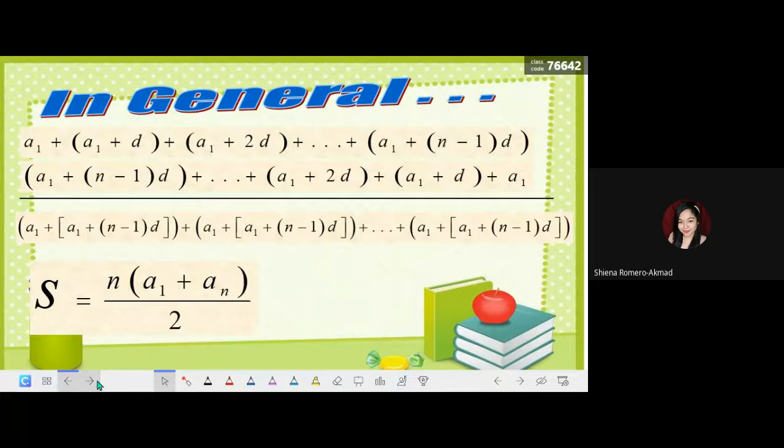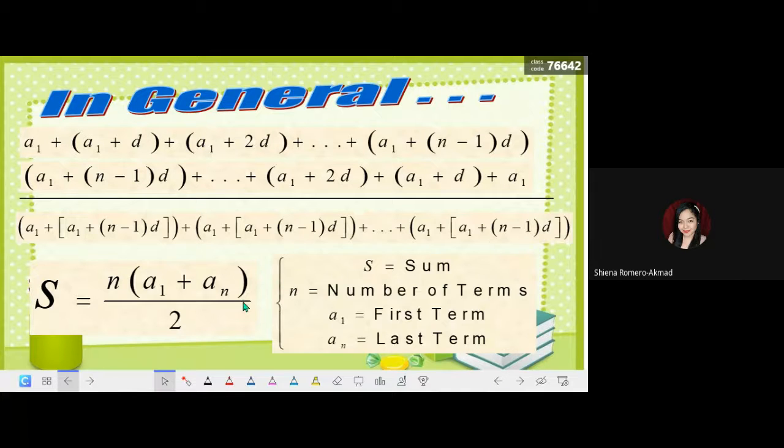Itong formula na to is ginagamit natin siya kapag mayroong last term na binigay. Let's say, ang binigay sa inyo ay 5 terms. I-add nyo yung lahat, may last term siya. Kunwari, ang binigay sa inyo ay 100 na terms. As long as may last term, ito yung gagamitin mo. So, wala siya sa bilang ng terms, but kung binigay ba yung last term o hindi. Okay?